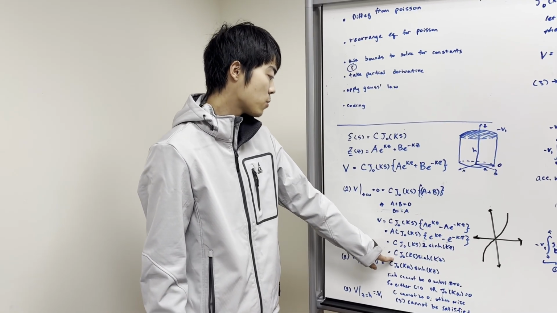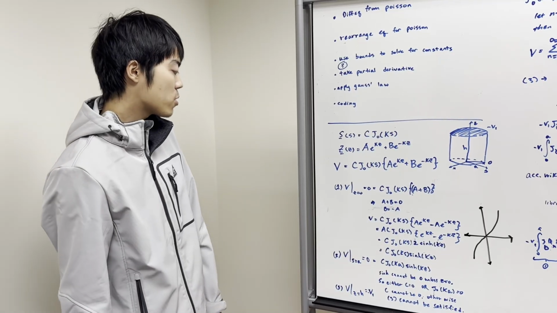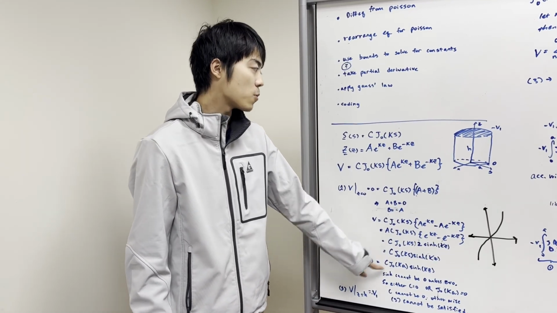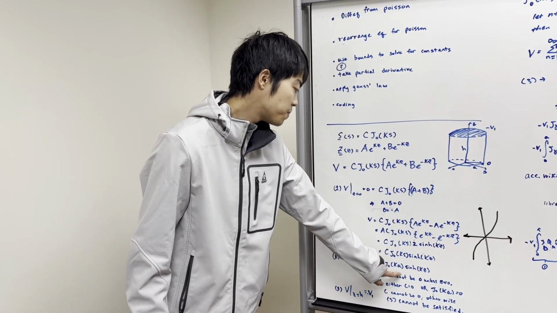So we still have 2 unknowns, right? We don't know what k is. We also don't know what C is. So let's start applying more boundary conditions. We know that the voltage at S equals A must be 0. The outer shell is 0 voltage. Okay, so we just plug that in.